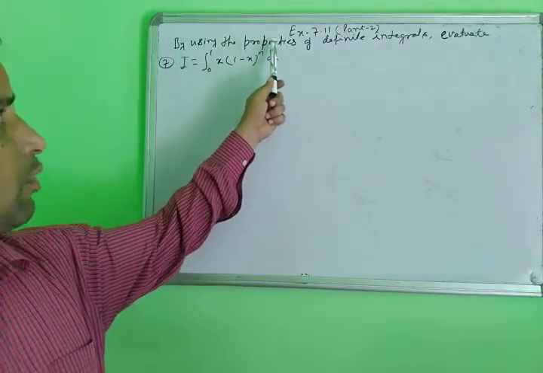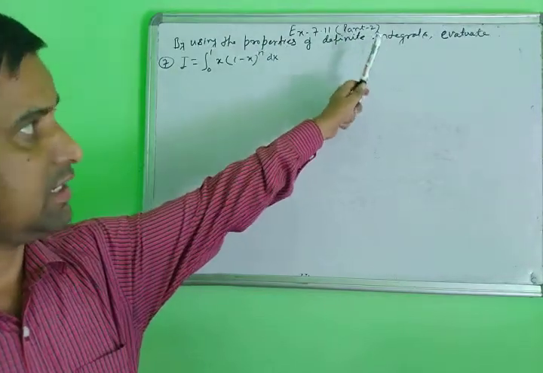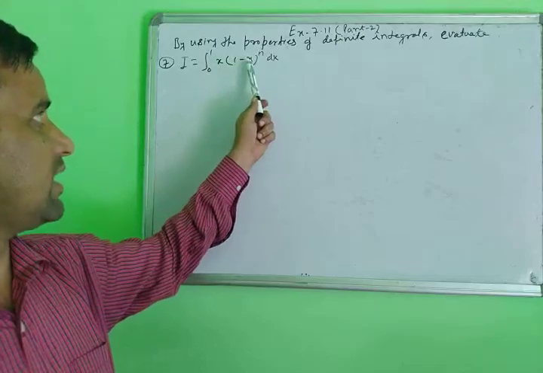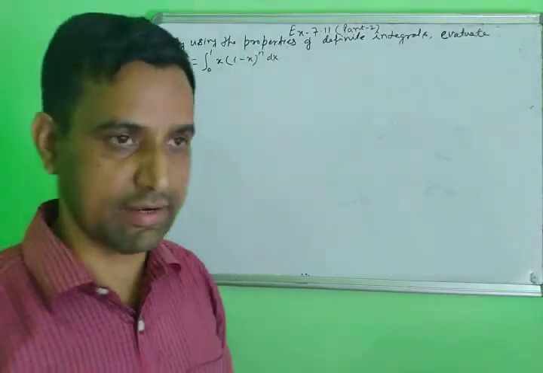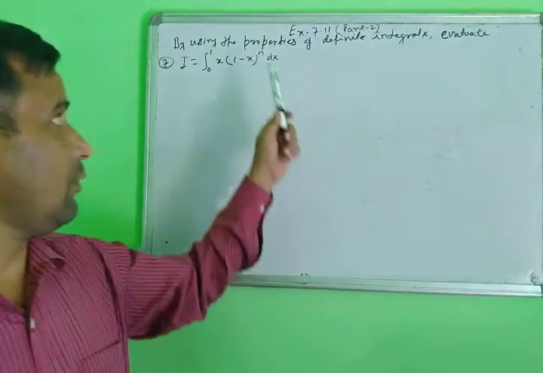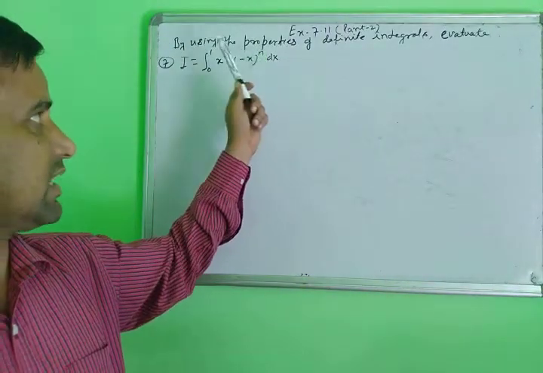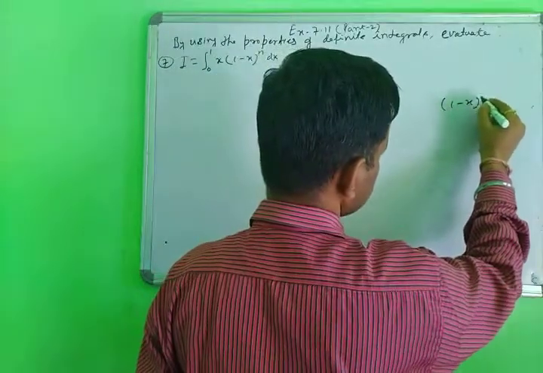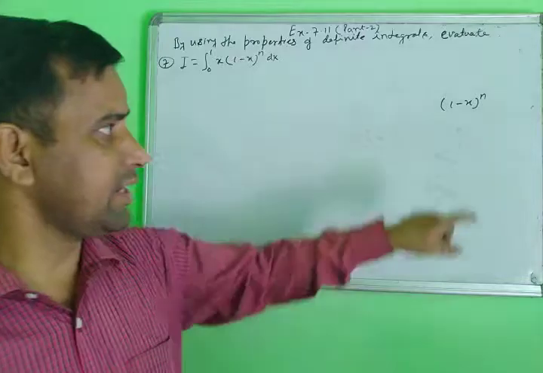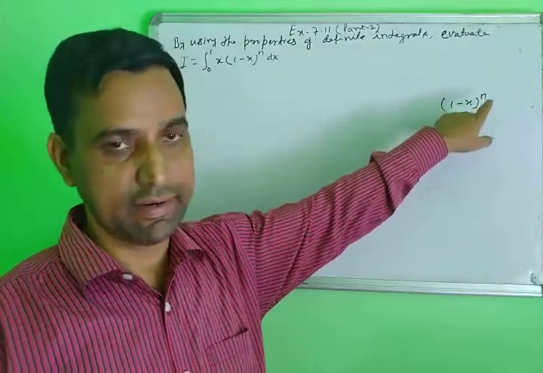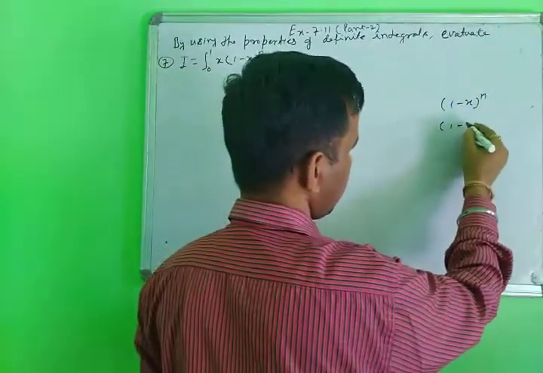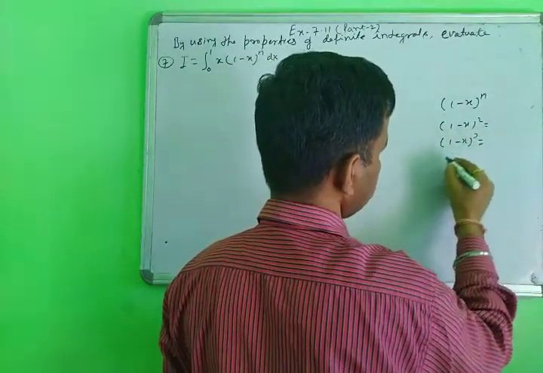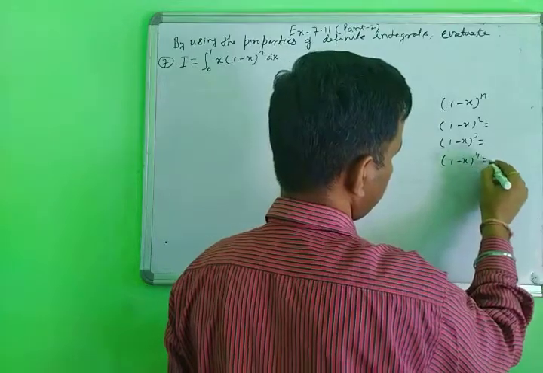By using the property of definite integrals, evaluate the integral from 0 to 1 of x times (1 minus x) whole power n. Suppose the power here was 1, 2, or 3, then you would directly solve it, but here the condition is different. The power is (1 minus x) to the power n. If the power were 2, 3, or 4, you could use an identity.